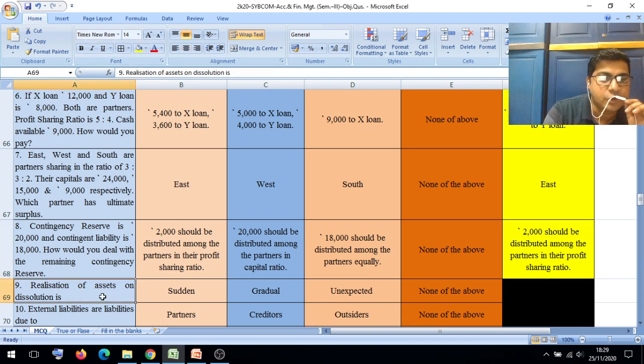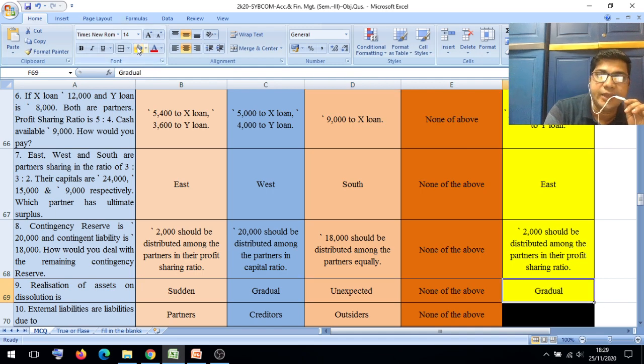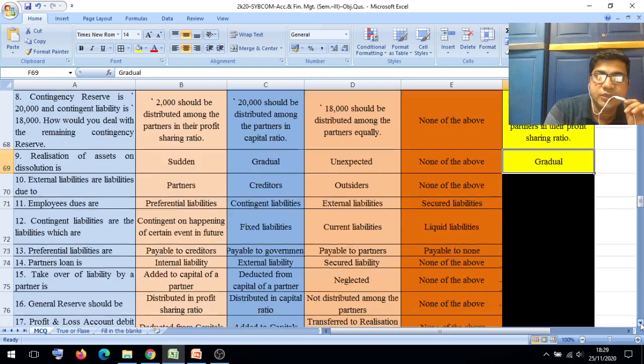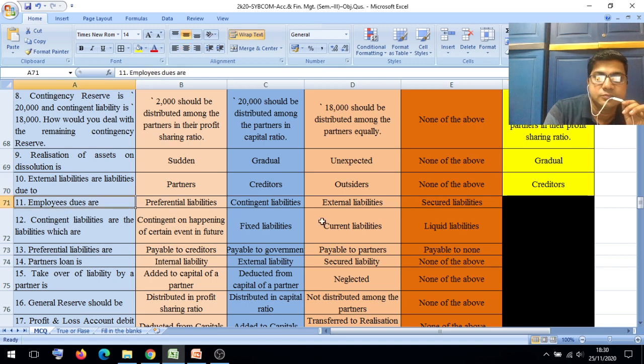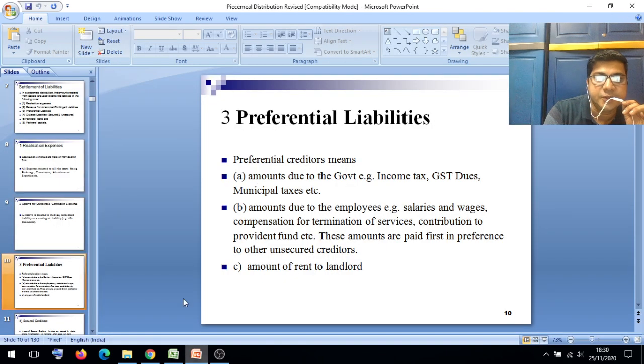Realization of the assets on dissolution is done, and gradually we have to pay. External liabilities are the liabilities due to creditors. It is a preference. Employees' dues are preferential liabilities that we have studied. Employees' dues are the amount due to employees. It is a preferential liability.